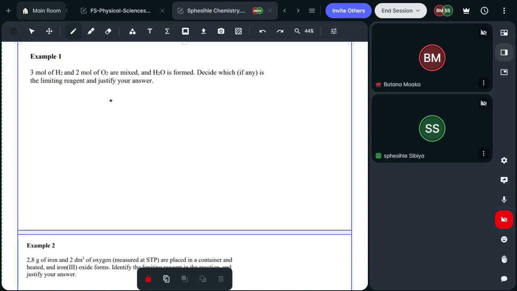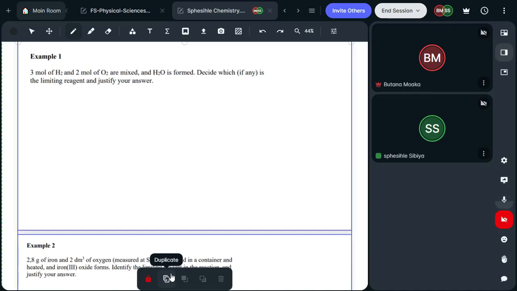Number 2, when you have your balanced equation, you're going to calculate the given moles of all the reagents. You understand? Yes. Then, when you have calculated the given moles, you go to step 3. Step 3, very important. This is where you're going to assume one reagent is the limiting reagent. You're going to assume the given moles of that reagent reacted completely.